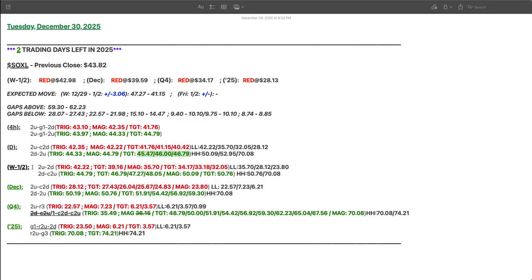On the week, I guess from here on out, we'll just stick with the notes, and we've looked at the charts enough. On the week, we are inside, but we are very close to going 2 down. That would trigger a 2 up, 2 down at 42.22 with a decent magnitude, a move of 39.16. If we do reach that magnitude, the magnitude of that is 35.70, but because of how big of a move it is, we have an intermediate target of 39.16. If we break through that 39.16 with any type of momentum, look for the magnitude of 35.70.